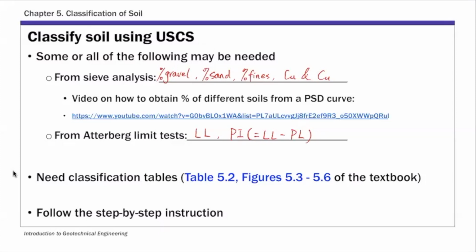And once you have this information, then you need classification tables. For our textbook, table 5.2 and figures 5.3 to 5.6 are the classification tables you need to determine group symbol and group name. Next are some step-by-step instructions. I'm going to go over these instructions, but before that, let me show you what these tables look like.